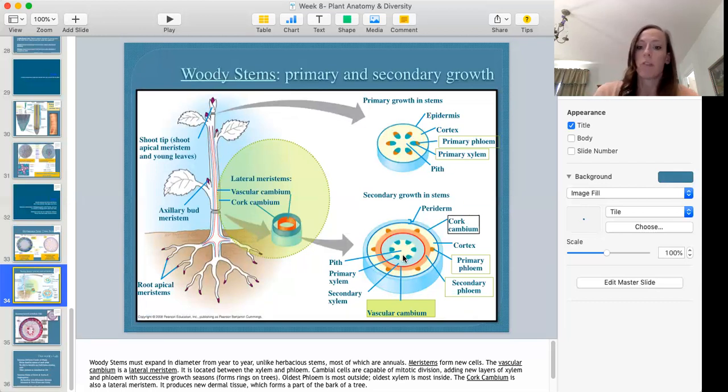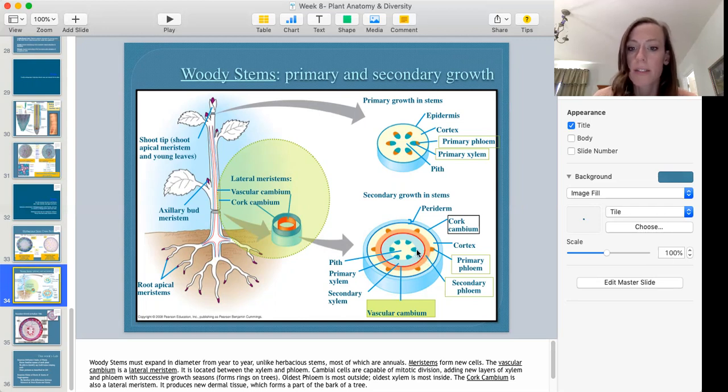But with the next year of growth now, we need to add a layer of xylem and a layer of phloem. And this happens via divisions that happen in this red line here, which is representing our vascular cambium. So cambium is going to be a dividing layer of cells, and it's going to produce an additional layer of vasculature. So the vasculature, again, is xylem and phloem. It's going to produce an additional layer of xylem just to the inside, and then an additional layer of phloem just to the outside of the cambium.